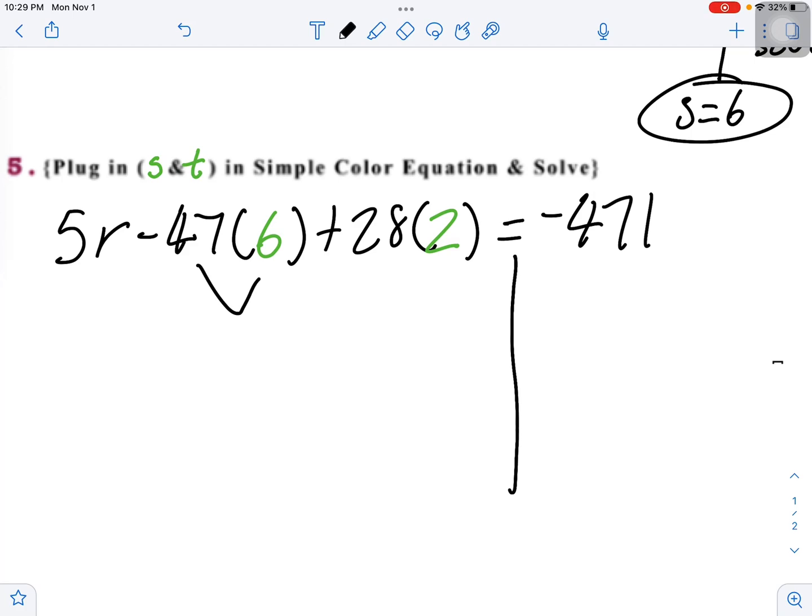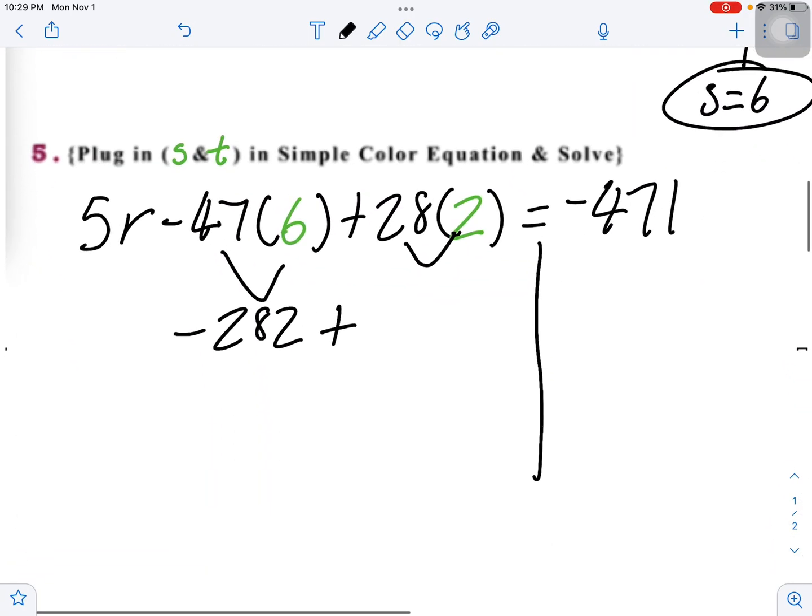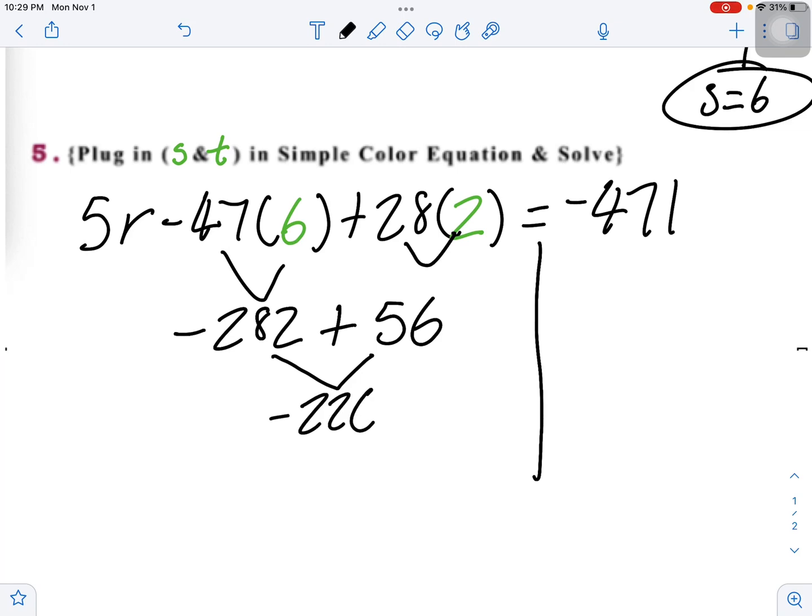So I do 47 times 6 is 282, negative 282. 28 times 2 is, wait, is that 28? Yes, 28 times 2 is 56. Negative 282 and 56 is, let's see, 282 minus 56 is equal to 226. Negative 226 here like that.